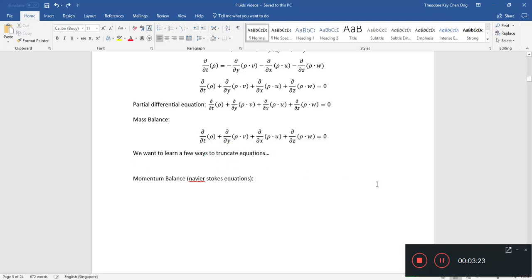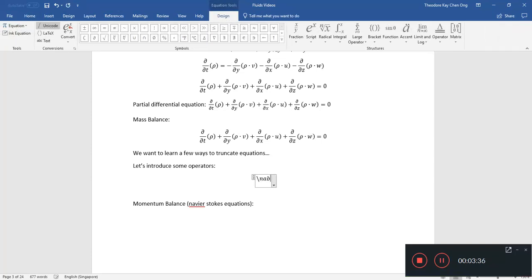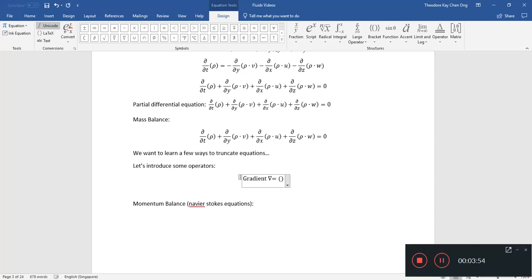So how are we going to truncate these equations? Well, let's introduce some operators. First of all, I want to call this the gradient operator. And what is it? It will be like this. How do I type this out? I use a bracket, space bar, I go inside using the arrow keys, and I press enter 2 times.